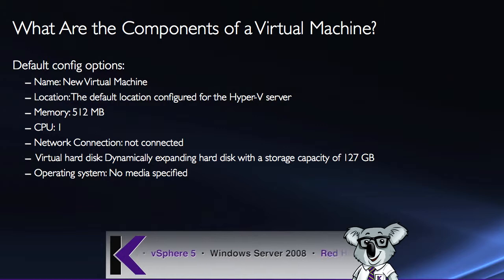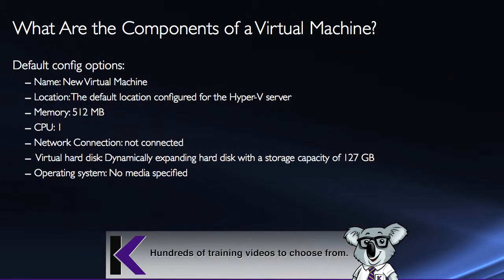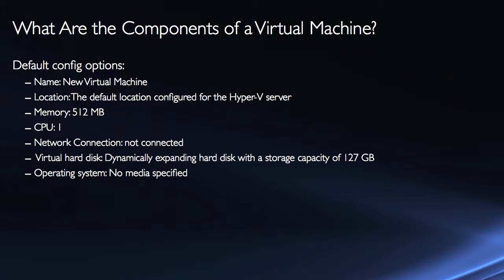So, a name. The default name is New Virtual Machine. Not very creative, but that would be the default name. You'll obviously want to name your virtual machine something descriptive that makes sense. Location: the default location configured for the Hyper-V server. We talked about the location field before. When you configure Hyper-V, the host settings, you can decide what the default folder location is for any new virtual machine that gets created. However, you don't have to take the default when you create the virtual machine, so you can save this VM to a different location if you wanted to.